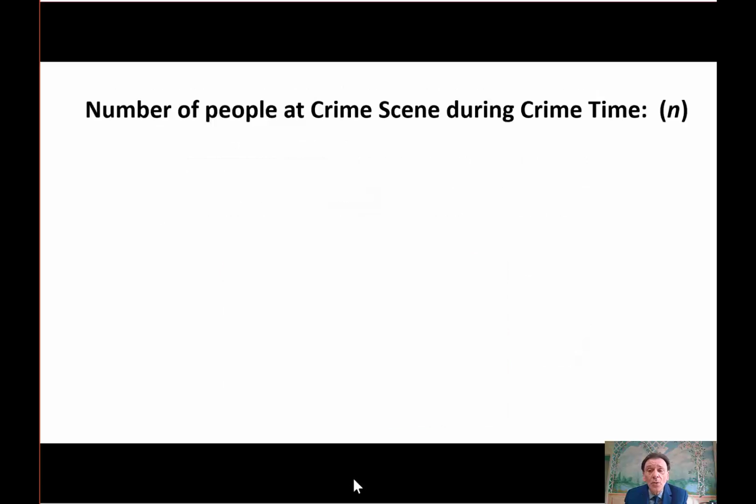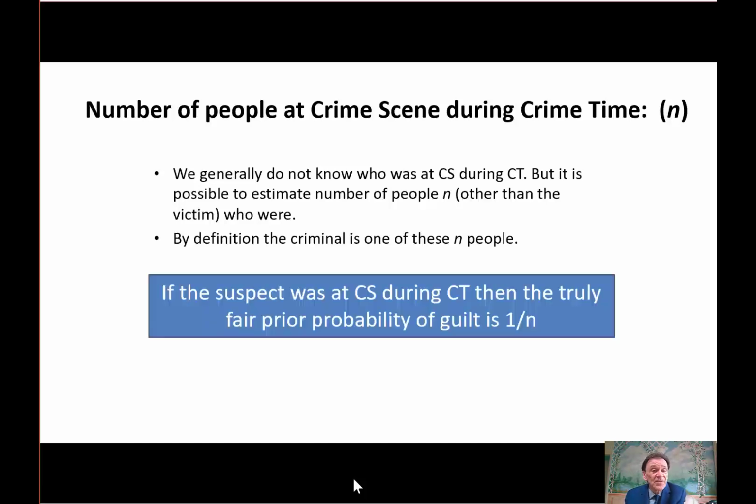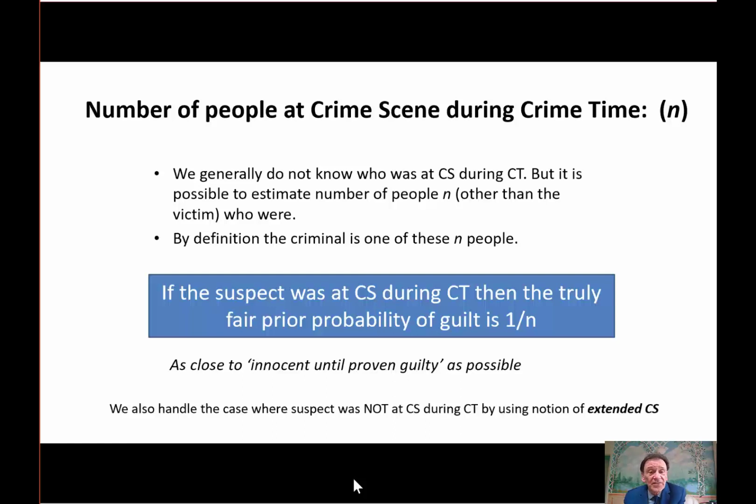Now we generally don't know who was at the crime scene during the crime interval, but it's possible to estimate the number of people n, other than the victim, who were. And by definition, the criminal is one of these n people. If we know that the suspect was at the crime scene during the crime interval, then the truly fair prior probability of guilt is 1 over n. And that's as close to innocent until proven guilty as possible. Now we can also incidentally handle the case where the suspect was not at the crime scene during the crime interval by using the notion of an extended crime scene.